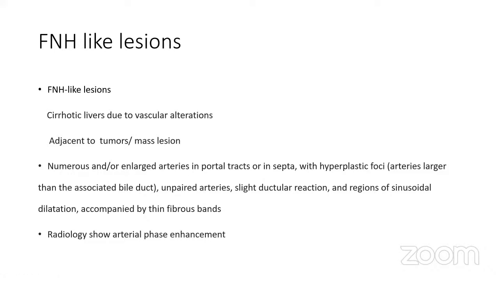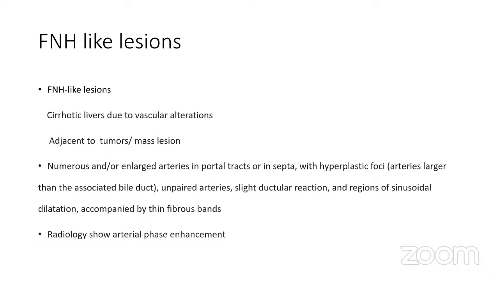Talking briefly about FNH-like lesions, these can be seen in cirrhotic livers due to vascular alterations and adjacent to tumors or mass-like lesions. So if you have a mass-like lesion like a hemangioma or metastatic carcinoma, around those sometimes you can have this alteration of vascular supply which would give an FNH-like lesion. So if you are not in the lesion, you can have a false diagnosis of an FNH.